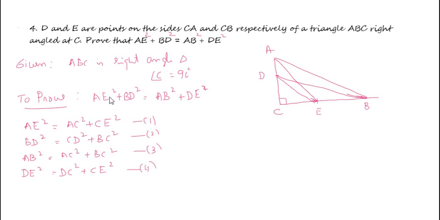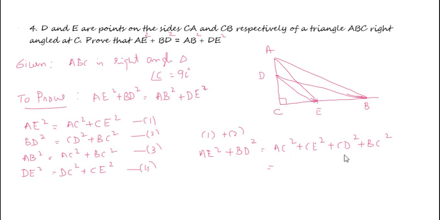Now on the left side we have AE square and BD square. Let us take these two. So let us add 1 plus 2. If you add 1 plus 2, AE square plus BD square equal to AC square plus CE square plus CD square plus BC square. Now let us rearrange this one.